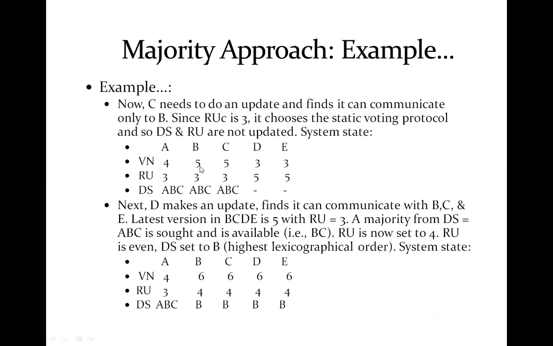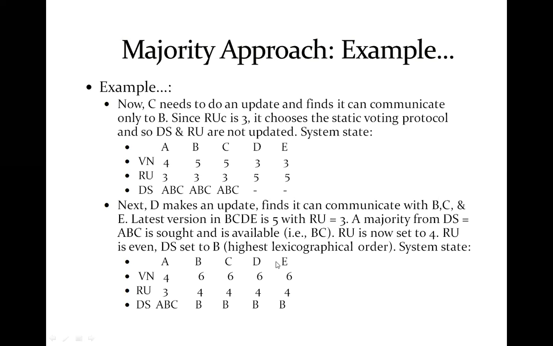The sites which have this latest version have the updated replica count of 3. So the majority belongs to ABC. Now this distinguished set is ABC, so ABC will now be considered. In ABC, B and C have the latest version available. Now since D can communicate with B, C, E, we have a partition known as BCDE. Now it has 4 sites.